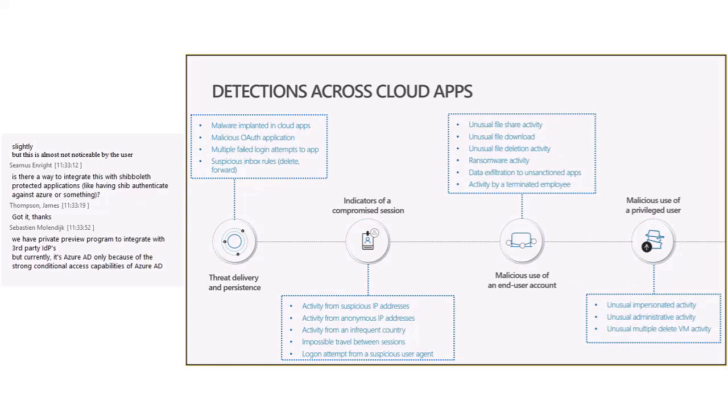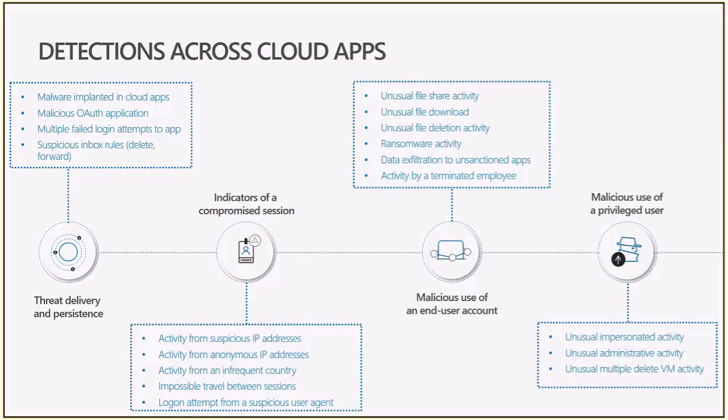Multiple failed logons to an app, for example, or suspicious inbox rules. That's for Office 365, for example, if somebody is trying to exfiltrate data through that. We also have the ability to detect things such as anonymous IP addresses through, for example, Tor or things like that. And activity from infrequent countries or impossible travel sessions that we can see in the environment.